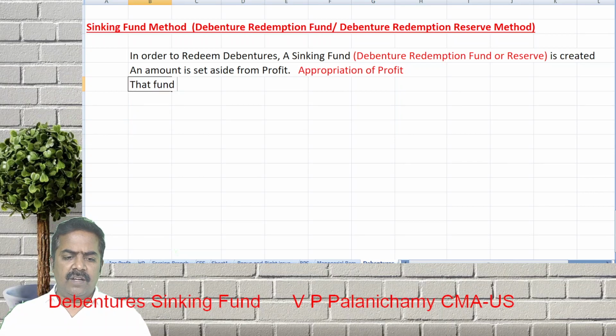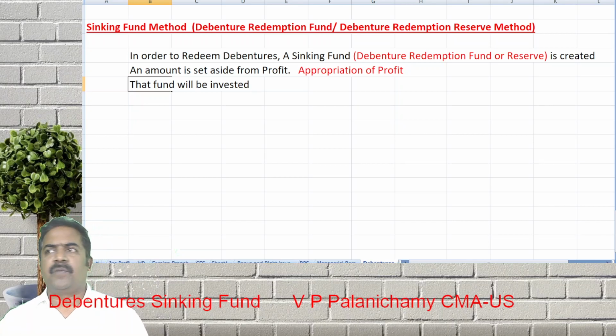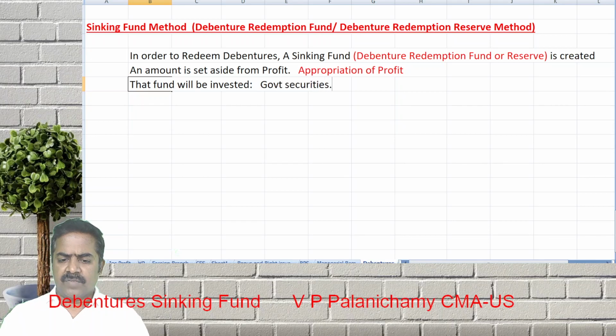That fund will be invested. Every year take the profit and create a fund. Where will it be invested? In government securities. This is an ICA exam problem. The fund is invested in government securities, or in other companies' debentures or shares, secured investments.